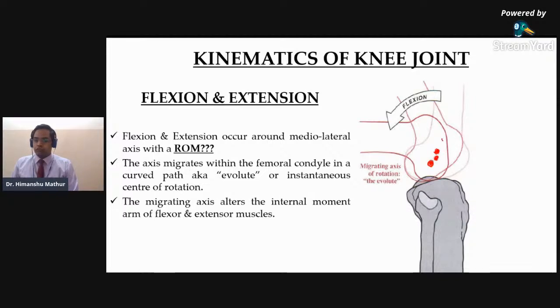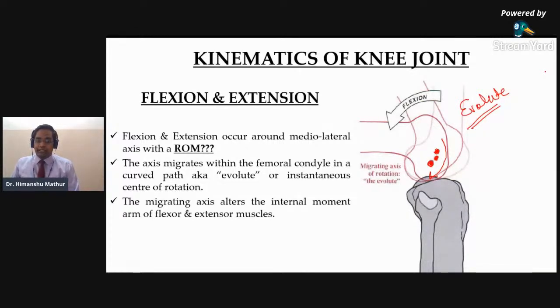So from extension to flexion, it follows a curvilinear path, and this curvilinear path is known as evolute. Okay, the curvilinear path of the axis of rotation, the medial lateral axis of rotation of the knee joint in the sagittal plane is known as evolute. Okay, that is what we call it. I call it the instantaneous axis of rotation. At one given time, it will be different at different given times. Okay, so at one given time, it always has a different medial lateral axis of rotation in the sagittal plane.